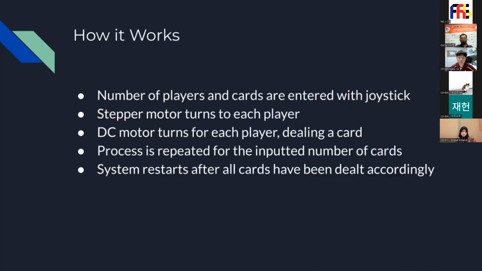The way our product works is you first enter the number of players using the joystick and LCD. Similarly, the number of cards per player are also entered in this fashion. Once this has been selected, the stepper motor will turn to the first player, and the DC motor will deal the card. This process is repeated for each player times the number of cards per player. After the system is finished dealing, it will reset to its original position, allowing for the cards to be reshuffled, and the system resets, allowing for further use.